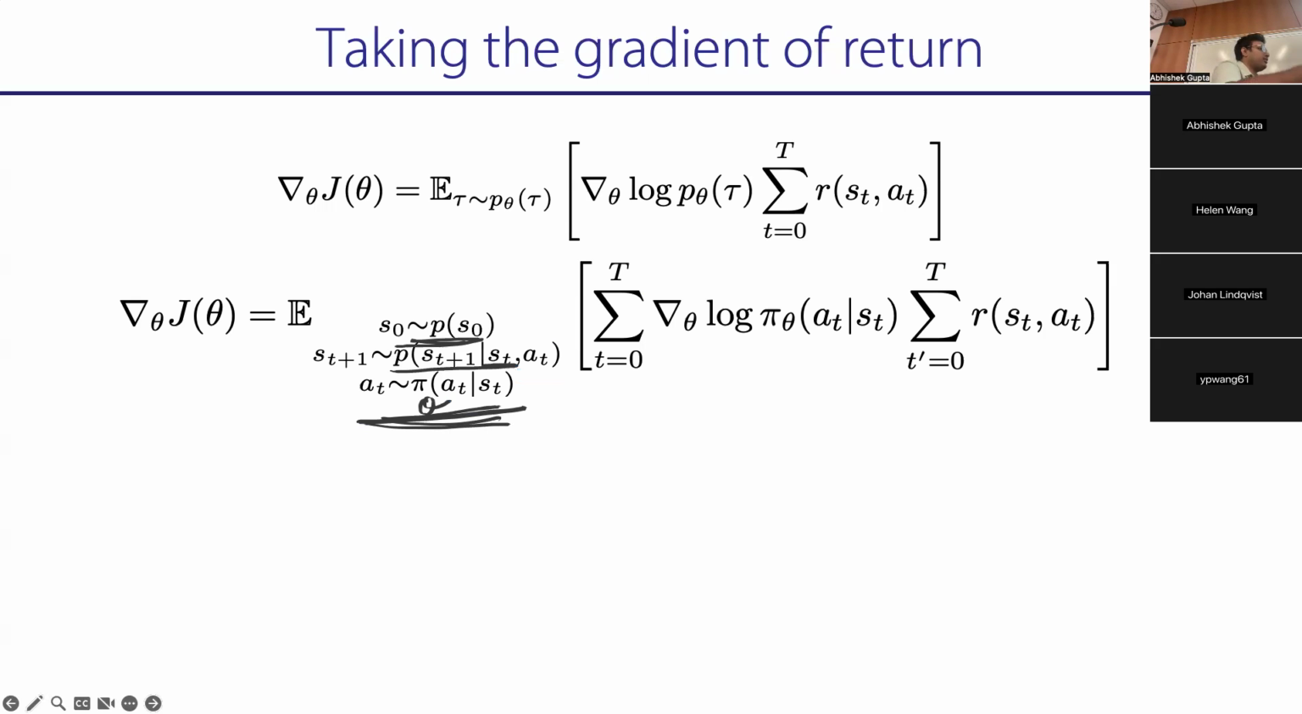You run your policy in the environment. You get an entire trajectory, okay? And a trajectory is a sequence of states, actions, rewards. States, actions, rewards, right? States, actions, rewards, till the end of the trajectory.